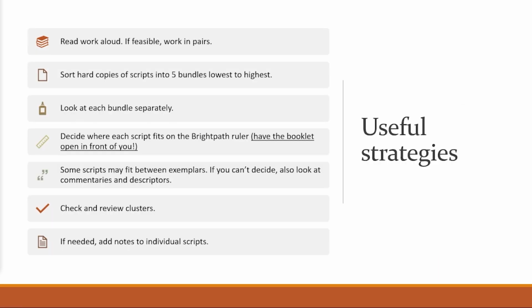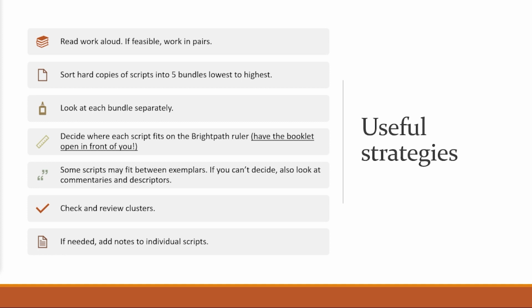So just some useful strategies for when you're assessing using Brightpath. We've found reading work aloud is useful. It's amazing how the ear picks up the standard of work, and it's useful to work in pairs. Sort hard copies into 5 bundles, lowest to highest. That starts to give you your bearings as to where you're going to be looking on the scale. And as you're comparing performances of a similar standard with the exemplars, your scoring will get quite quick.